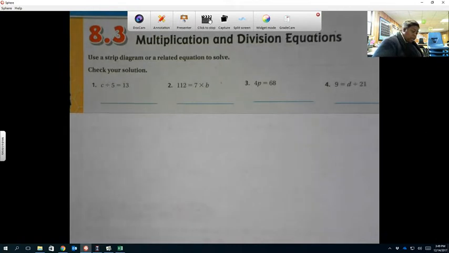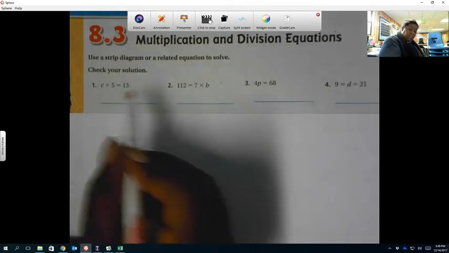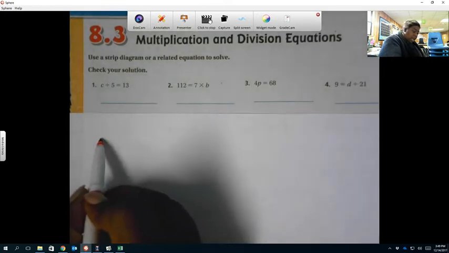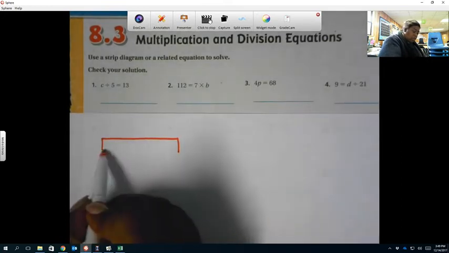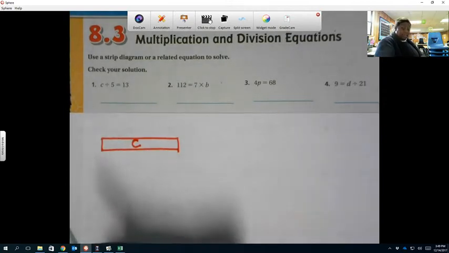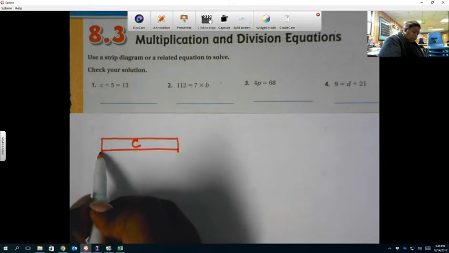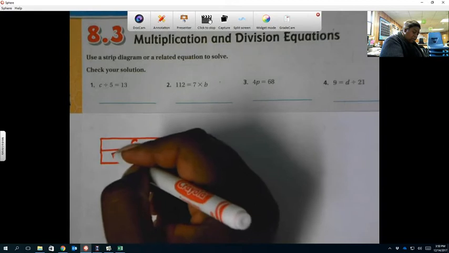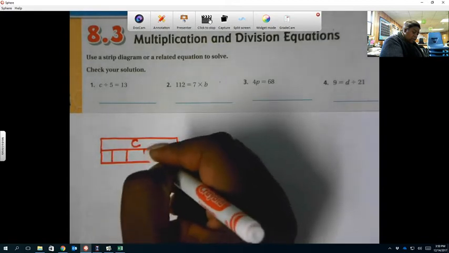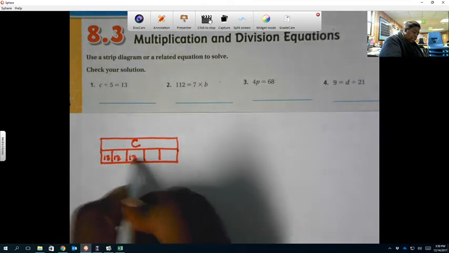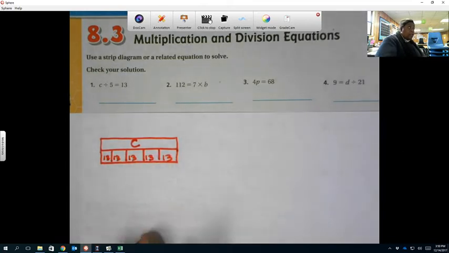Number 1 says C divided by 5 equals 13. Well, from this equation, I know that I don't know my total. So I'm going to label it C. But I know that I'm dividing my total into 5 equal groups, and that each group will have 13. So I can use this to solve.